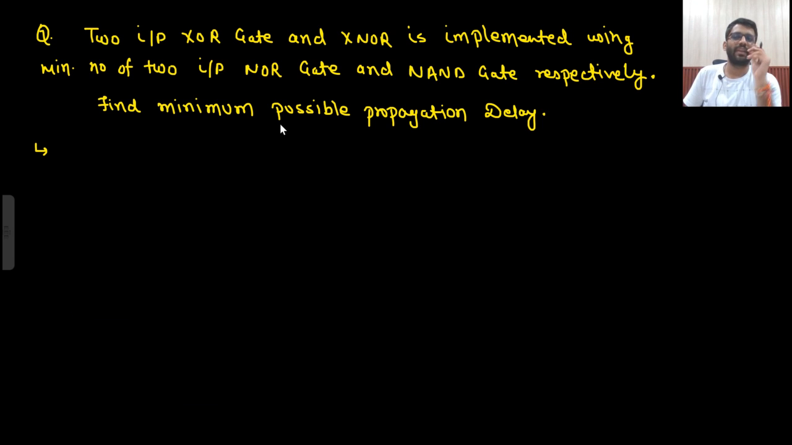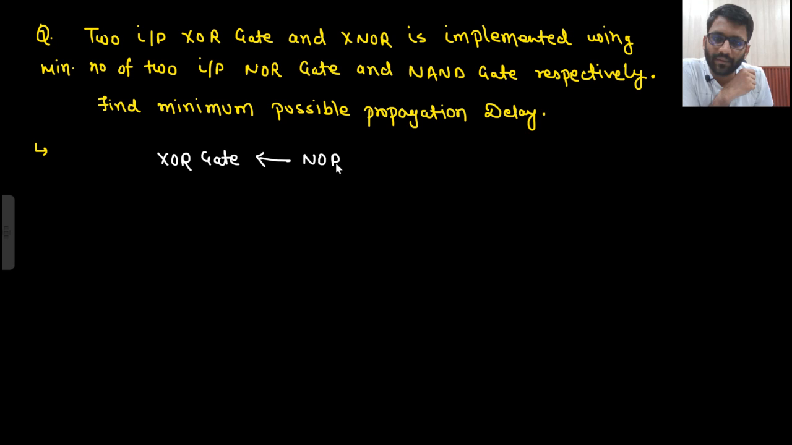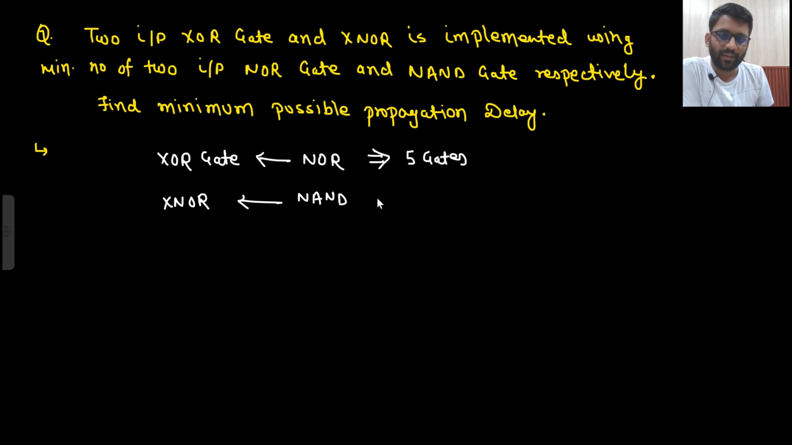Now this is the question. 2 input XOR gate and XNOR gate are implemented using minimum number of 2 input NOR gate and NAND gate respectively. Find the minimum propagation delay. So 2 input XOR gate is implemented from 2 input NOR gate, and XNOR is implemented from NAND gate. So how many will be required? 5 gates. Here also you will require 5 gates.